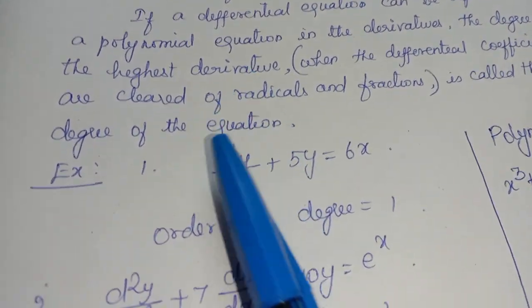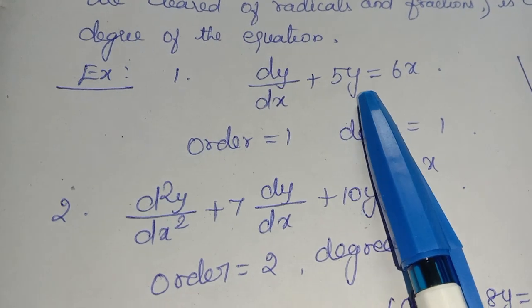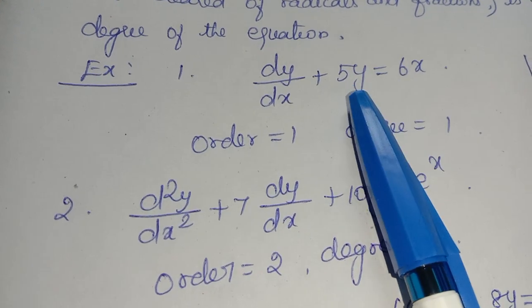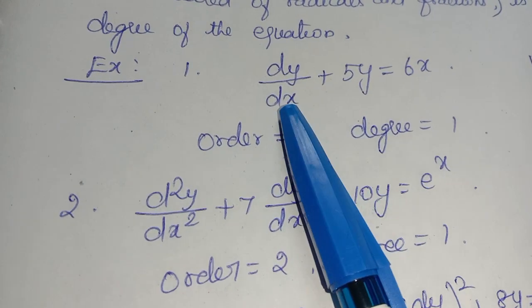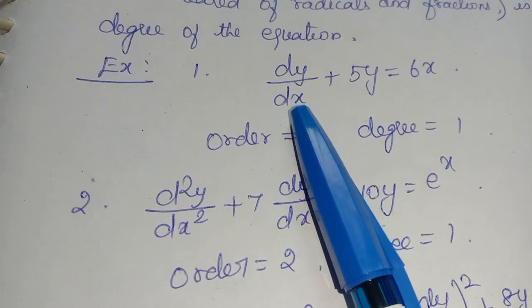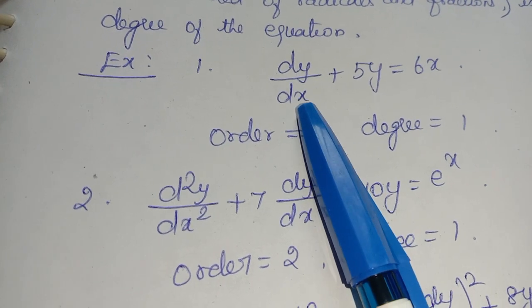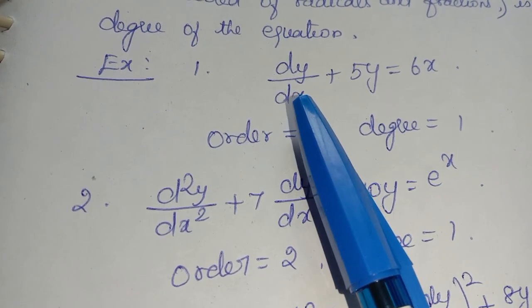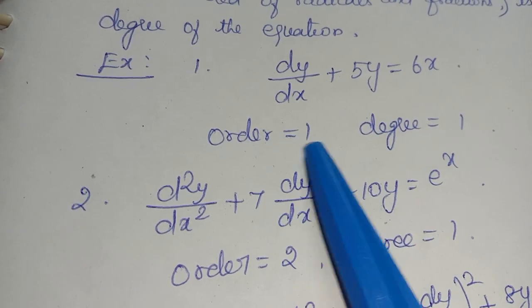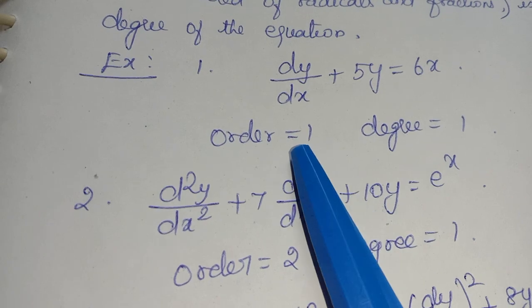Let's see some examples. The first one is dy by dx plus 5y equal to 6x. Here y and dy by dx terms are there. This is the unknown function and this is the only derivative occurring in this equation. This dy by dx is the first order derivative. So this equation is of order 1, because only the first order derivative is there.